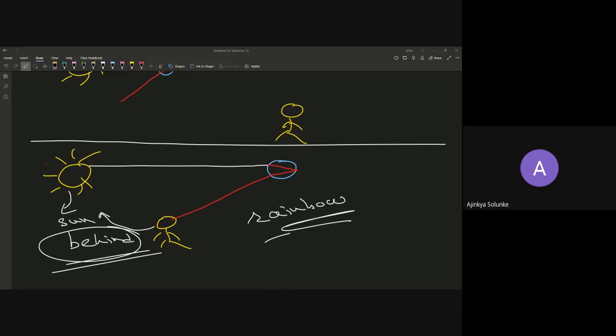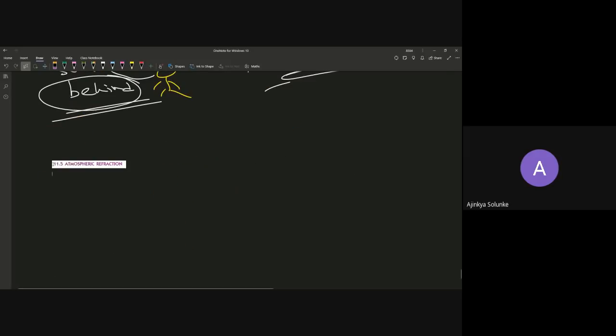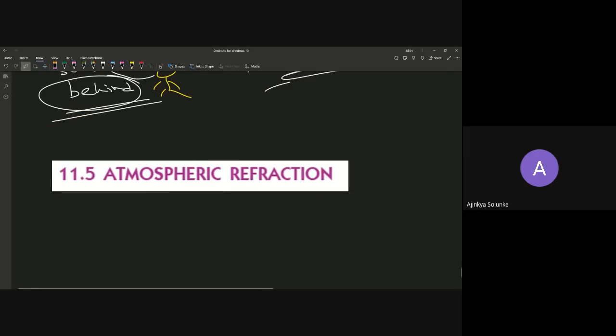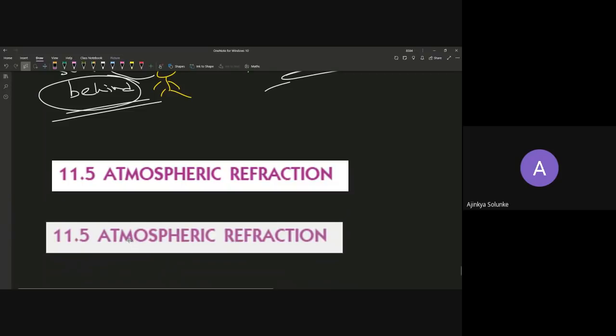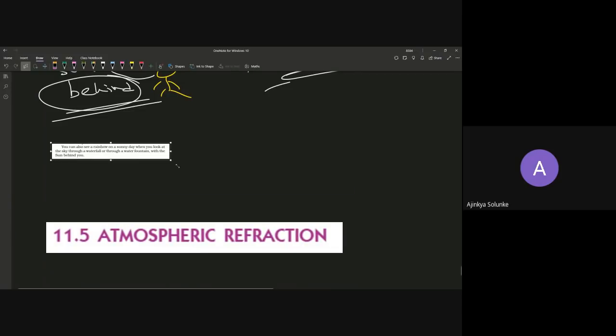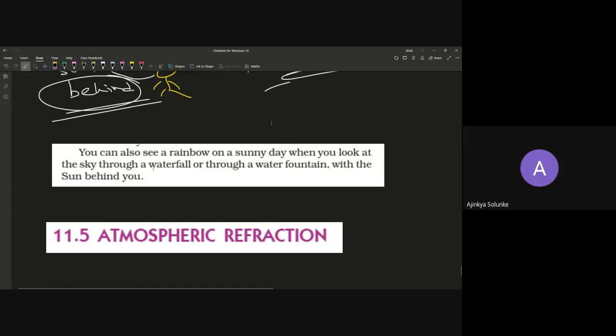In your textbook, before 11.5, atmospheric refraction, there is one paragraph, the end paragraph. Could you see that? You can see a rainbow on a sunny day when you look at the sky through a waterfall or through a fountain with the sun behind you. Could you please underline that in your textbook? You just have to underline that statement because it is missed many times, as it is at the end of the paragraphs. You might not notice it, but a question can be asked on that.